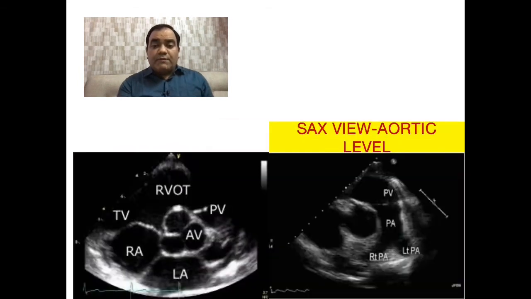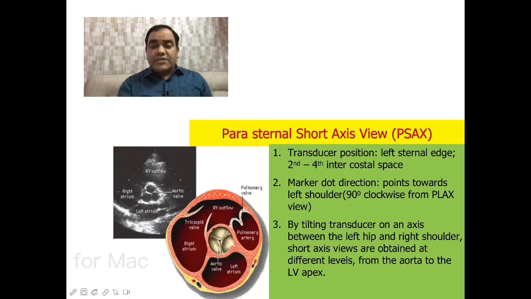Now come on to the parasternal short axis view. In this view, the transducer position is at the left sternal edge, second to fourth intercostal space. The marker dot direction points towards the left shoulder, that is 90 degrees clockwise from the PLAX view, and by tilting the transducer on an axis between the left hip and right shoulder, short axis views are obtained at different levels from the aorta to the LV cavity.